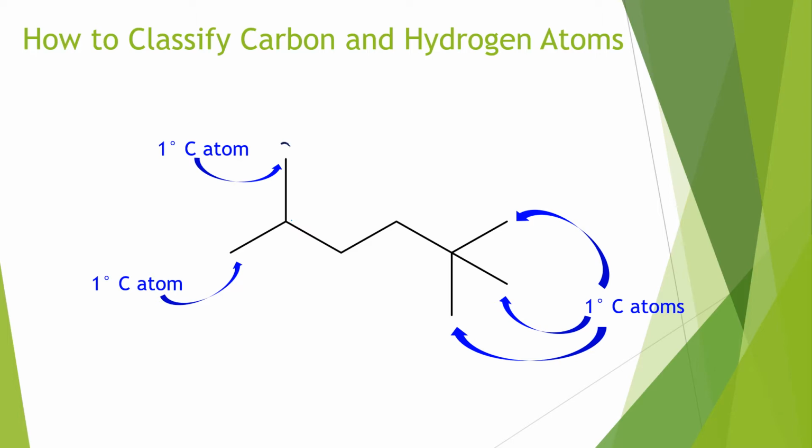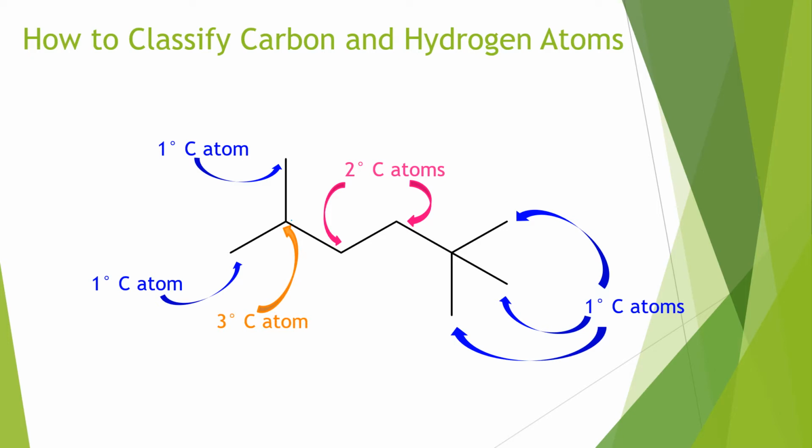So, these carbon atoms are all considered primary because they only have a bond to one other carbon atom. So this is primary because it's attached to this one carbon. All these methyl groups are primary because they're only attached to one other carbon. These carbons in the middle are secondary carbon atoms because this carbon is only attached to two other carbons. Same with this one, two other carbons.